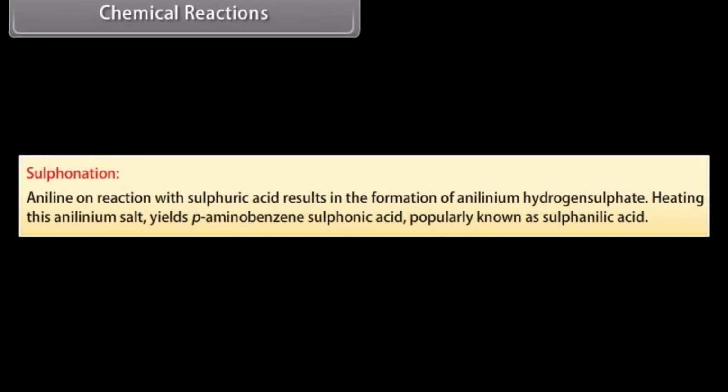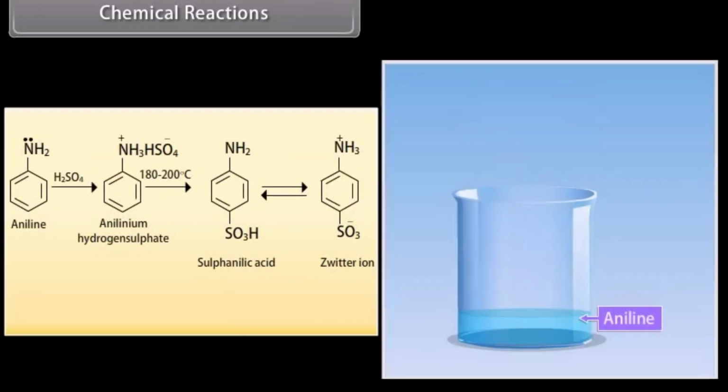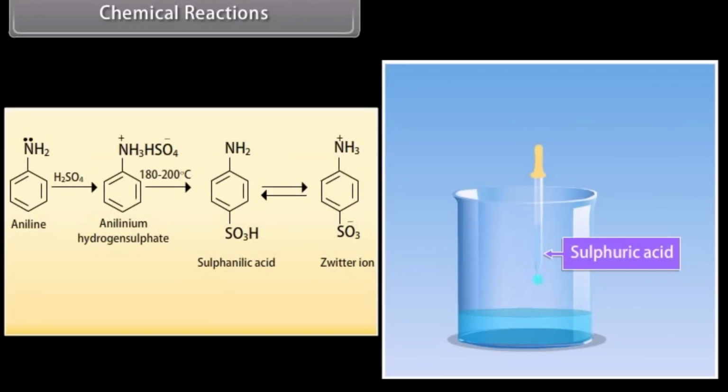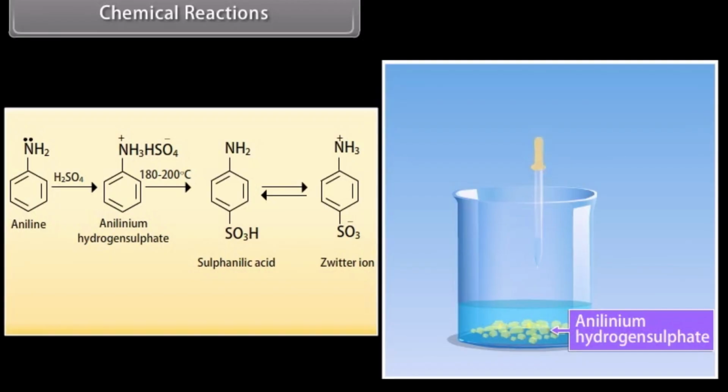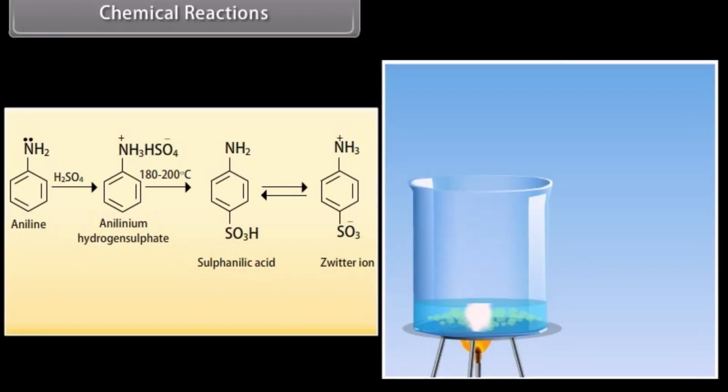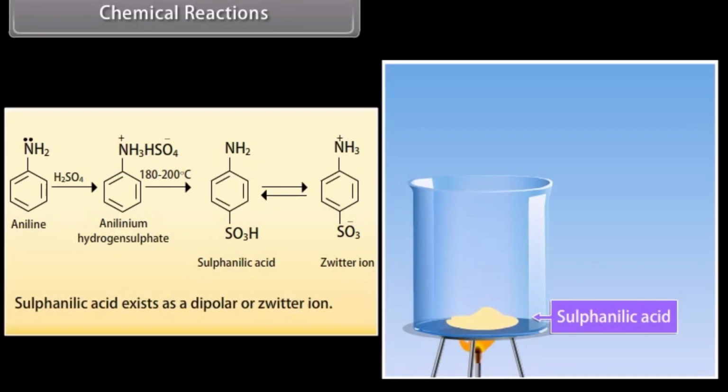Sulfonation. Aniline on reaction with sulfuric acid results in the formation of anilinium hydrogen sulfate. Heating this anilinium salt yields para-aminobenzene sulfonic acid, properly known as sulfanilic acid. Aniline reacts with sulfuric acid to form anilinium hydrogen sulfate, and then heating the anilinium ion at 180 to 200 degrees Celsius, it forms sulfanilic acid. Sulfanilic acid exists as a dipolar or Zwitter ion.